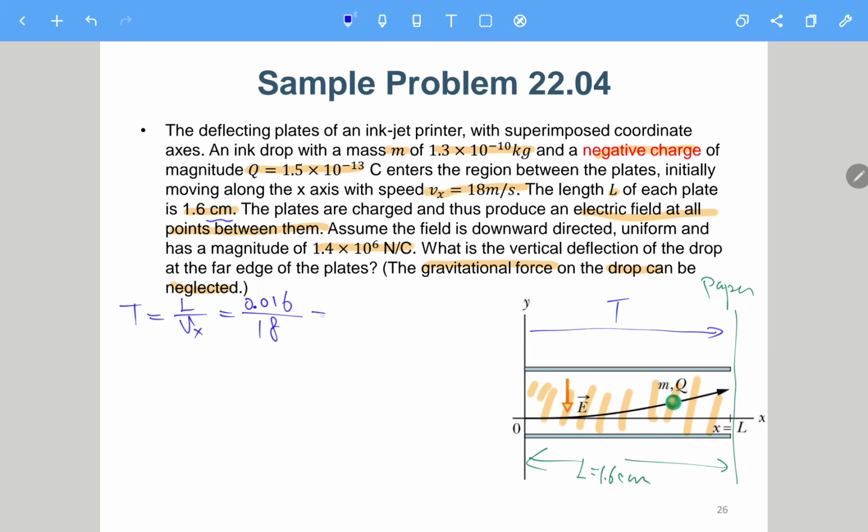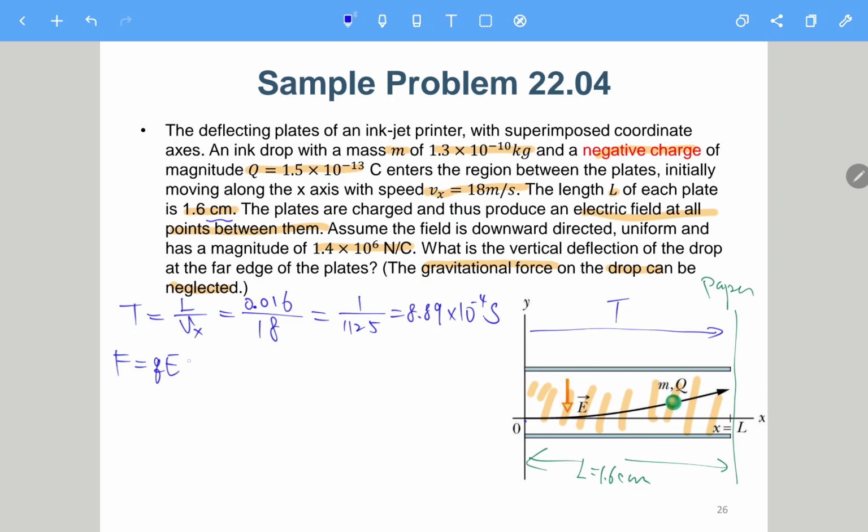Okay, so this is 1 over 1125, or you can calculate the value as 8.89 times 10 to the minus 4 second. Okay, just take this short period from the left side to the right side.